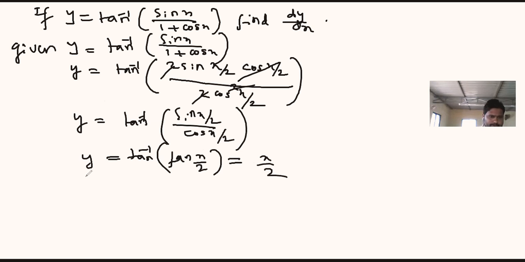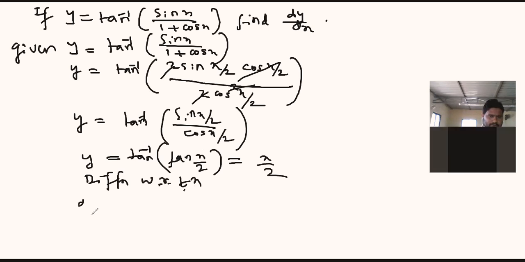So we differentiate with respect to x. So dy by dx is equal to, 2 is a constant so it stays as it is, derivative of x is 1. So 1 by 2. So the derivative of y equal to tan inverse of sin x by 1 plus cos x is dy by dx equal to 1 by 2.